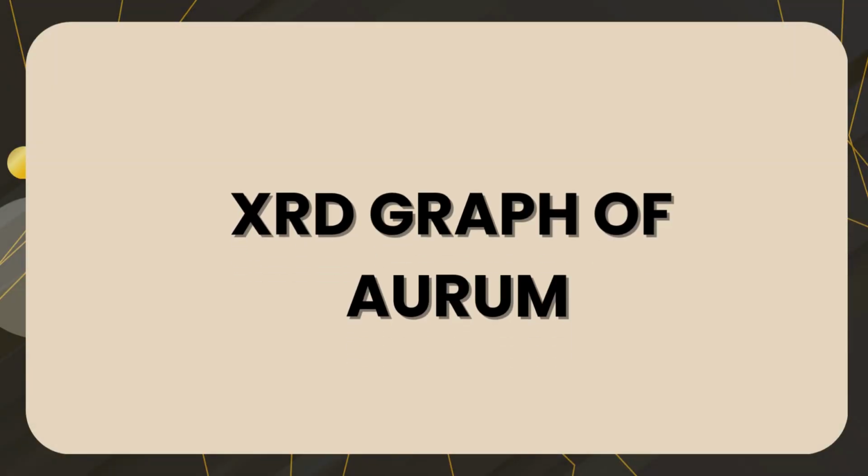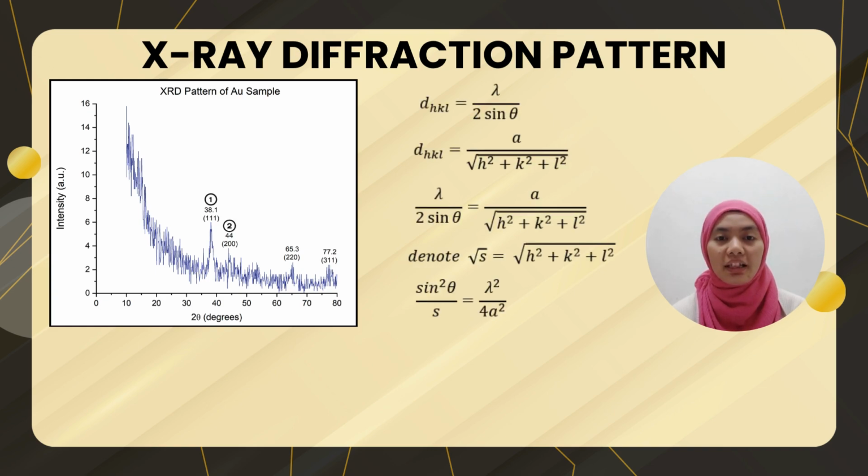of our analysis of the crystal structure of Aurum based on the experimental data provided. We plotted the XRD graph of the Aurum sample using Origin Pro. The graph showed 4 distinct peaks.